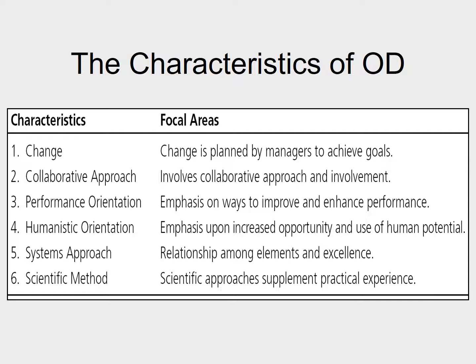It's going to have a humanistic orientation, emphasis on increasing opportunities and use of the human potential. If we're focused on almost any aspect of an organization, whether it's how we bring things in, how we do things once they're in the organization, or the outputs, part of that is going to be a function of how people are actually behaving in the organization. It is going to have a systems approach, so we're going to be looking at the relationship among elements and the excellence within the organization. But what that really refers to is recognizing that when we change any one part of an organization, there are going to be ripple effects, and we want to think about those before we actually implement the changes.